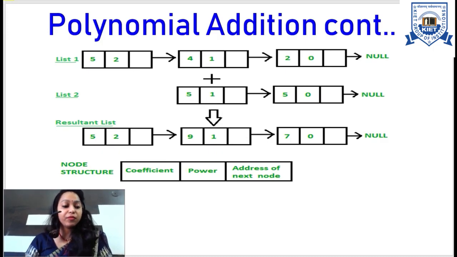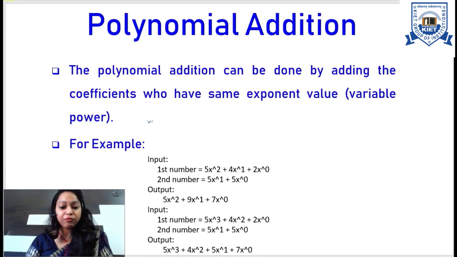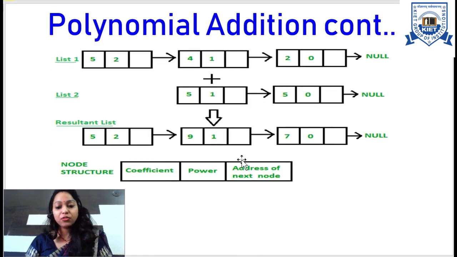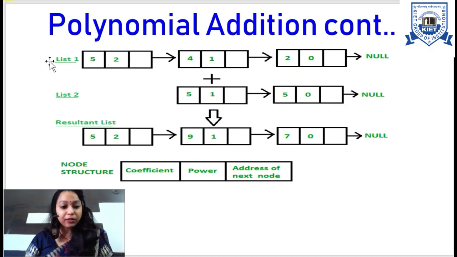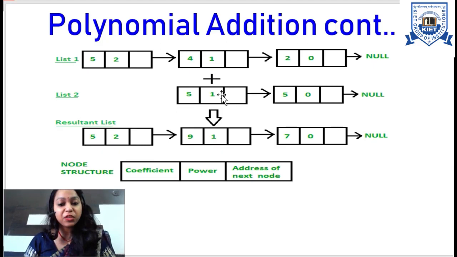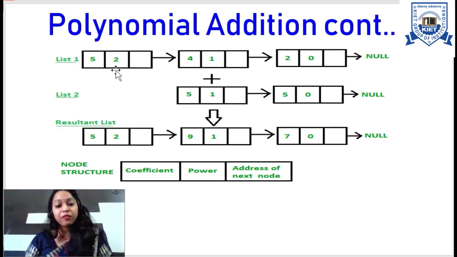Then over here 5. So 5 is the coefficient and 0 is the exponent. Last is null. Now we will be comparing the first term of the first polynomial equation with the first term of the second polynomial equation. We have compared the exponent part, as the exponent parts are not equal.